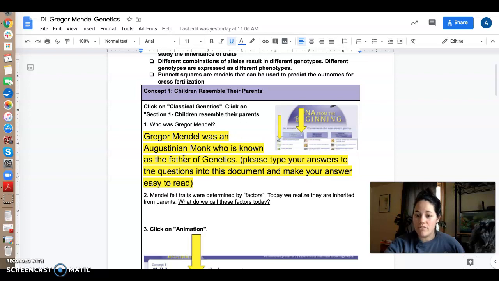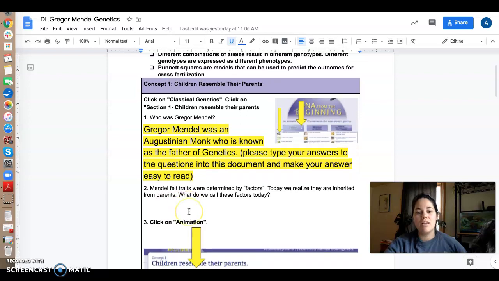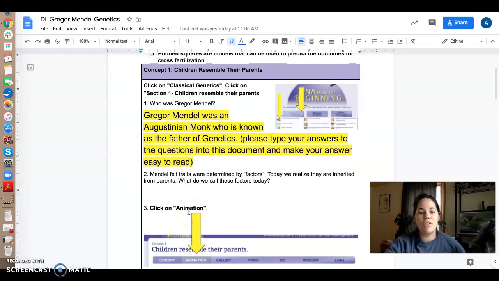You don't need to do all of that, but it is helpful if you leave some space between the question and your own typing, or perhaps change the font or the color that you're typing with to make what you type stand out from the question. So question 2 says, Mendel felt traits were determined by factors. Today we realize they are inherited from parents. What do we call these factors today?